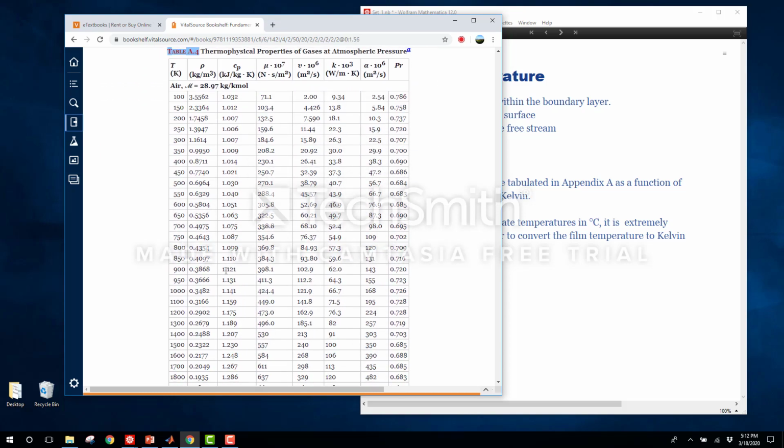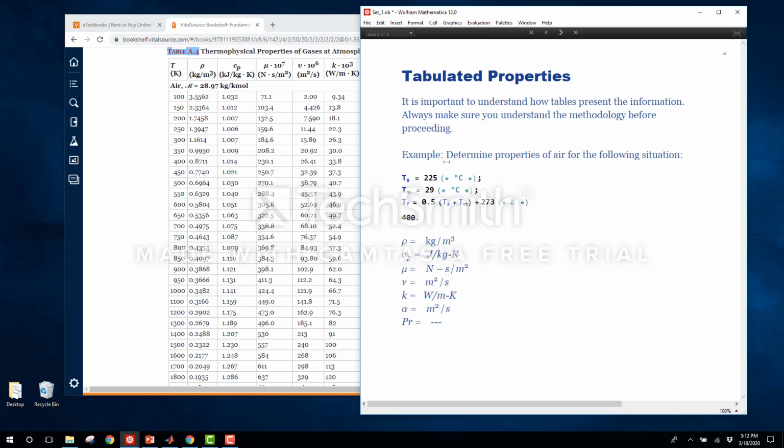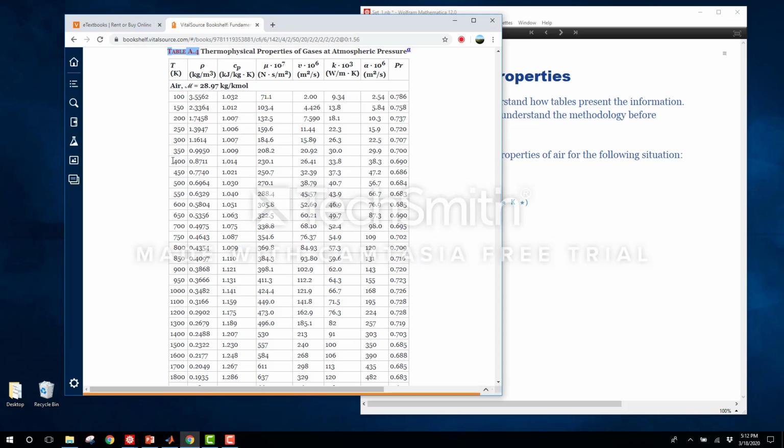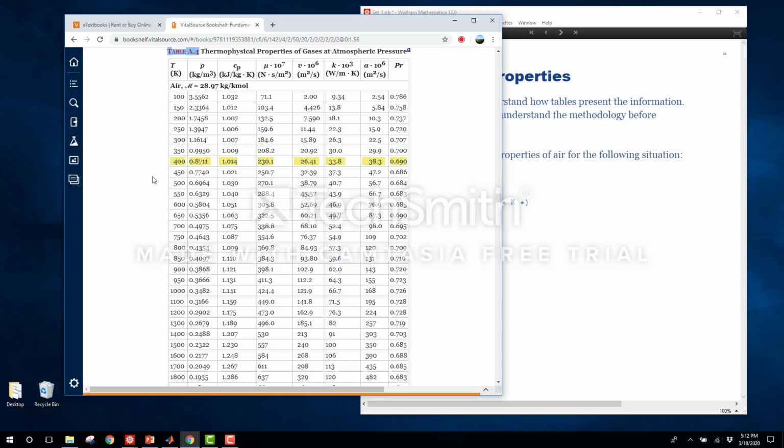So let's take a look at an example here. If we have a surface temperature of 225 degrees C and the free stream temperature is 29 degrees C, we determine the average of those two and add 273 to it, and we get a film temperature of 400 Kelvin. So if we go over to our table, we can highlight the row for temperature being 400. And now we can go ahead and bring our values over.